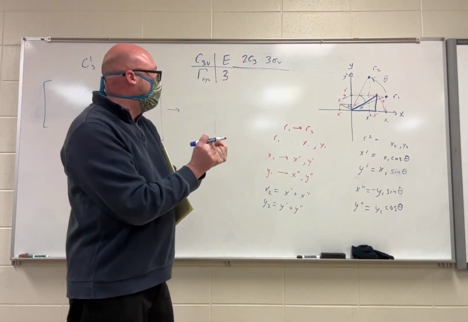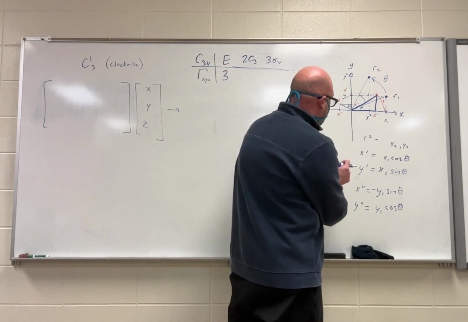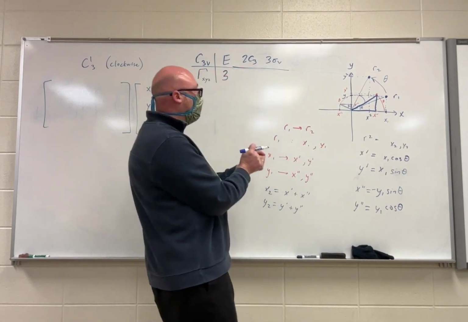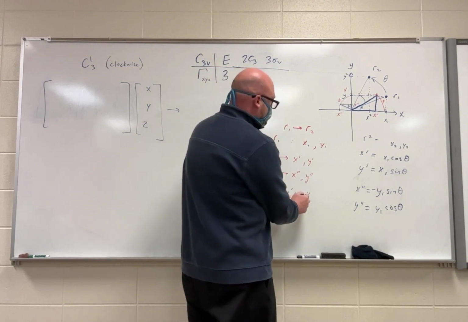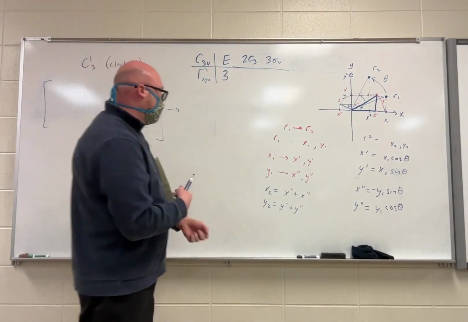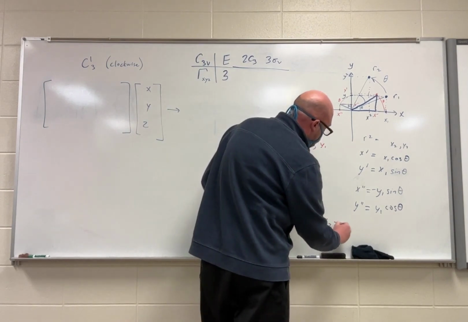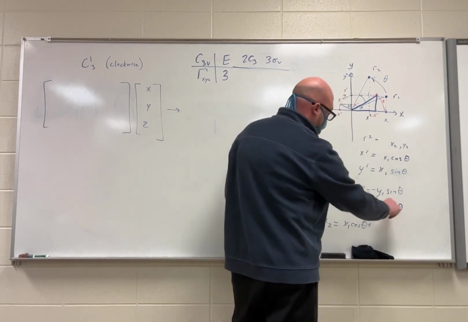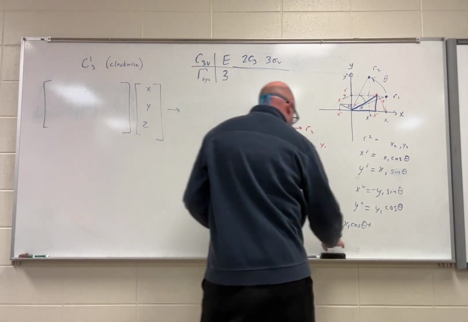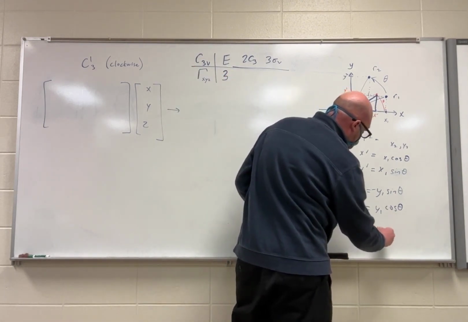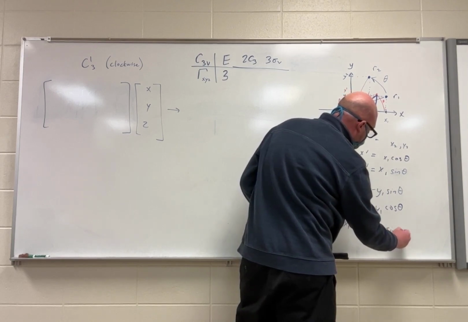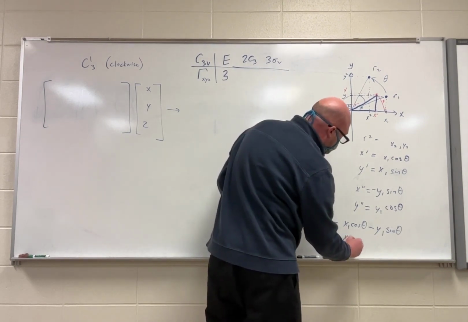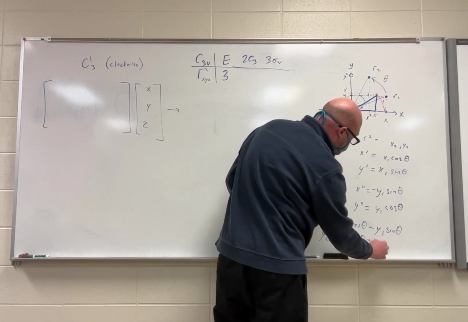Now I'm going to recombine these so that I get x2, y2. x2 is x prime plus x double prime. So when I add those together, that's going to be x1 cosine theta plus, since this is a negative, so minus y1 sine theta. And then y2 is equal to y prime plus y double prime, so x1 sine theta plus y1 cosine theta.